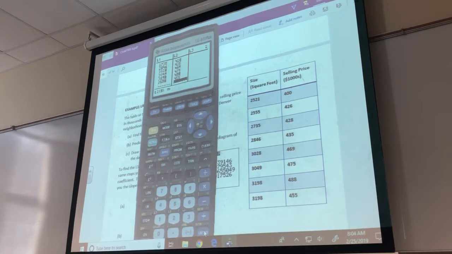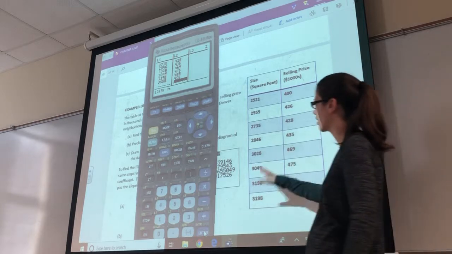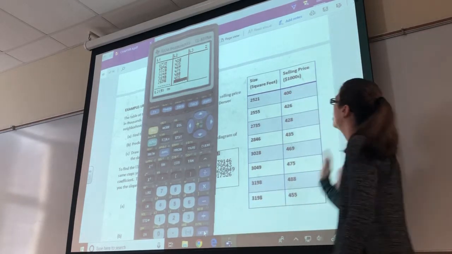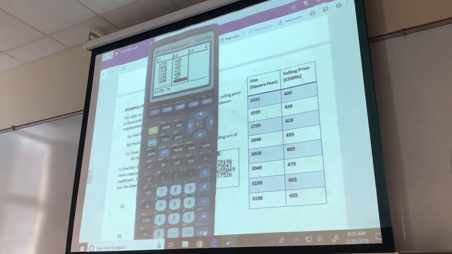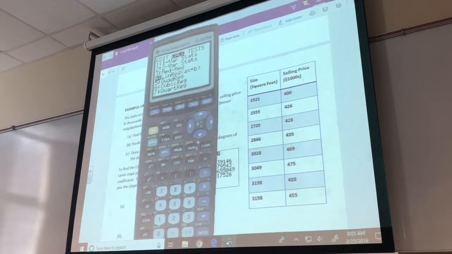So once you've got all of your x values in L1 and your y values in L2, you can go ahead and run the program. Remember, size is our x because that's kind of what we know ahead of time. Our selling price is our y because that's what we're trying to predict. So we'll put x and y into our L1 and L2. Once we get to that point, we'll go to STAT CALC, and then we'll go down to number 4 for linear regression. Hit enter.